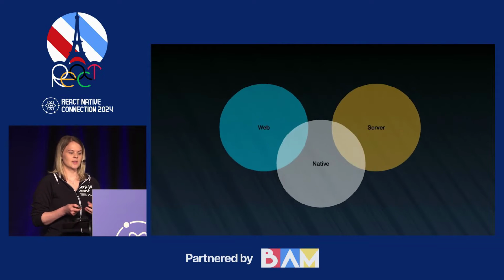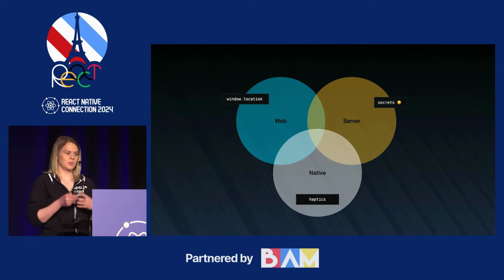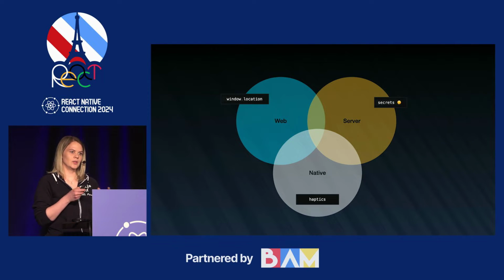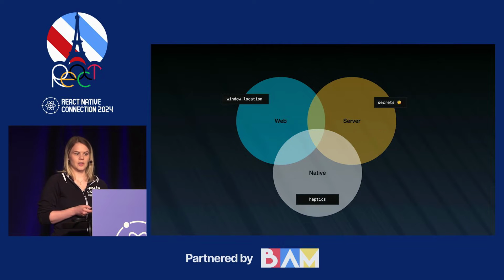And when I say the nuance, I'm talking about things that can't be shared. So because we're writing JavaScript, we can run it on a browser with React, we can run it on a native environment with React Native, and we can run it on a server with Node. But there are areas on each of these platforms that can't be shared, such as accessing the browser window on the web, adding secrets on a server, or using mobile-specific features like haptics on mobile.